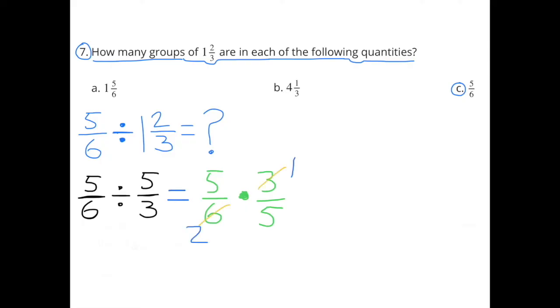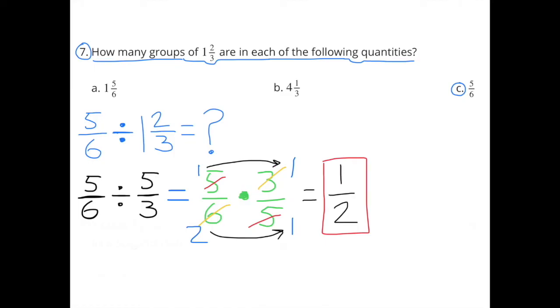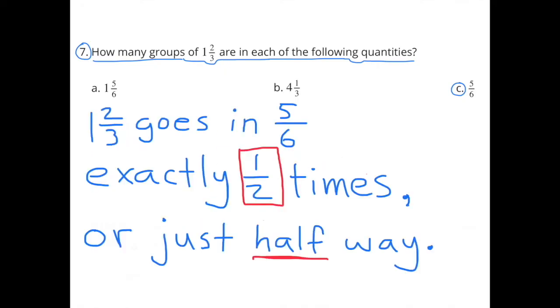I can simplify. 3 goes into 3 once, 3 goes into 6 twice, 5 goes into 5 once, 5 goes into 5 once. Now I multiply straight across. 1 times 1 is 1, 2 times 1 is 2, and that equals 1/2. 1 2/3 goes in 5/6 exactly 1/2 times, or just halfway.